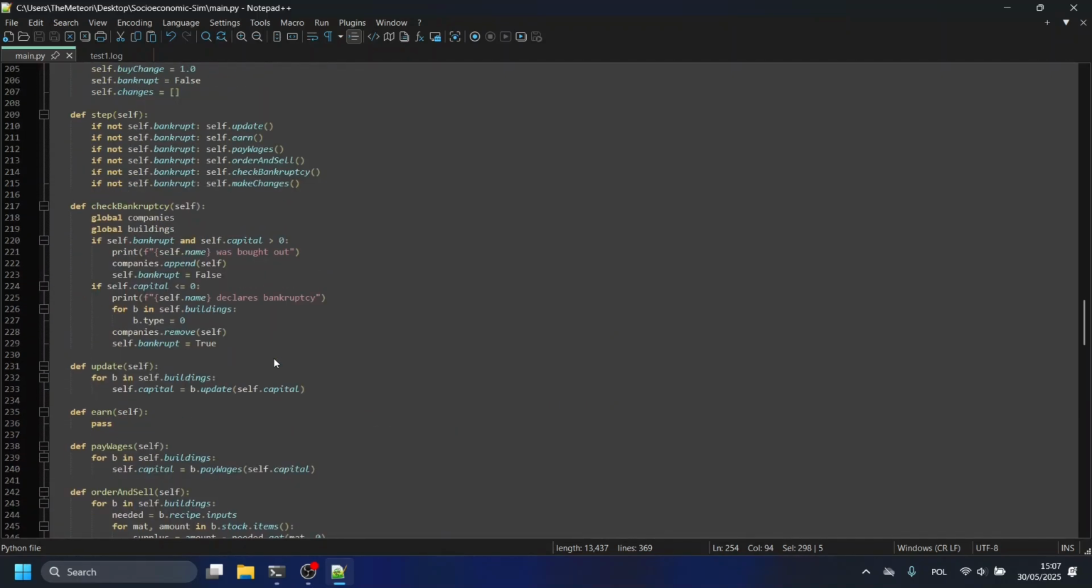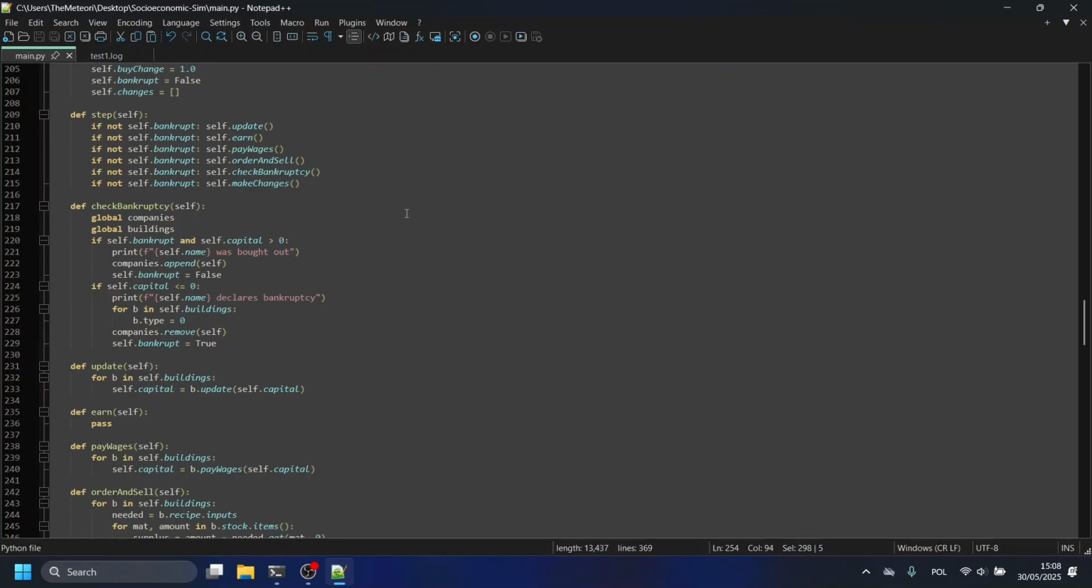The next step is checking bankruptcy. Again, this time it's the actual function that sets the bankrupt flag, and if the company has less than zero capital, it will declare bankruptcy, set the bankrupt flag to true, and remove itself from the company's list. If, however, it is no longer bankrupt, but it used to be, it says that it was bought out, and then it sets the bankrupt flag to false because it's still available.